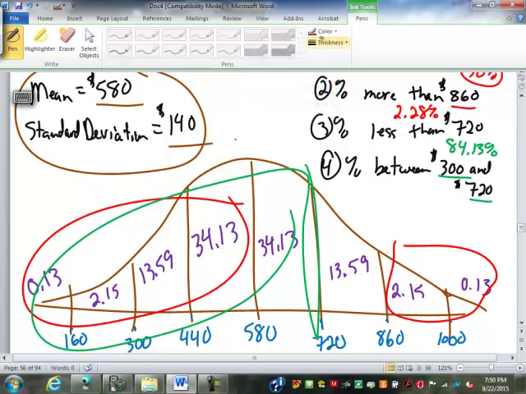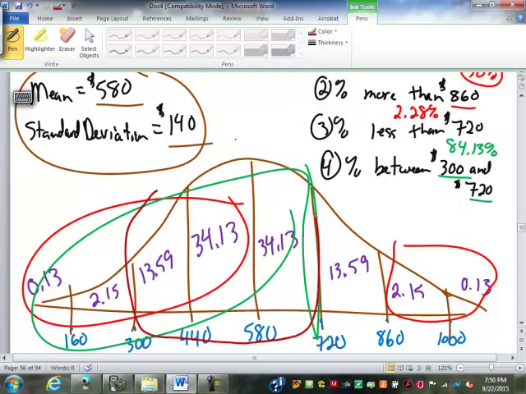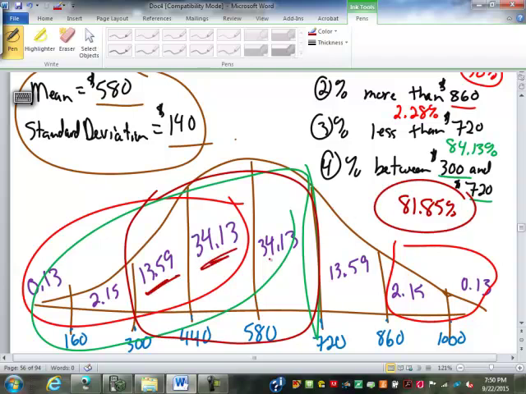well, I'll find a different color. 300 to 720, we add those up and we get 81.85%. I believe that adds up to 81.9? 85.